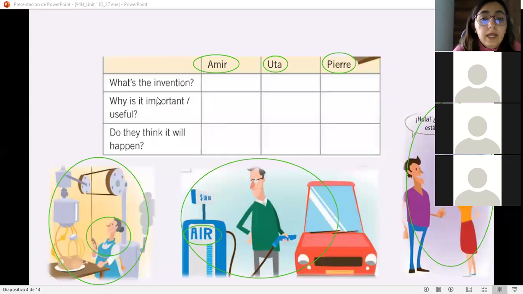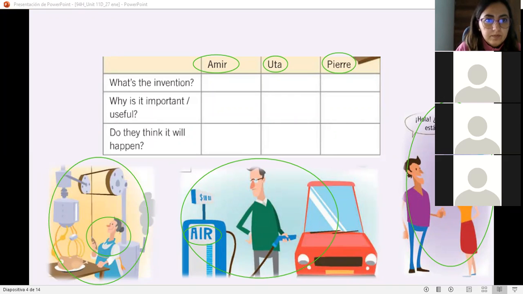Okay, everybody. So now you have a clear idea of what the record is about. Now we're going to listen for a second time and I'm going to stop after each participant ends speaking so we can complete the chart, okay? So let's start again. Pay attention, everybody.